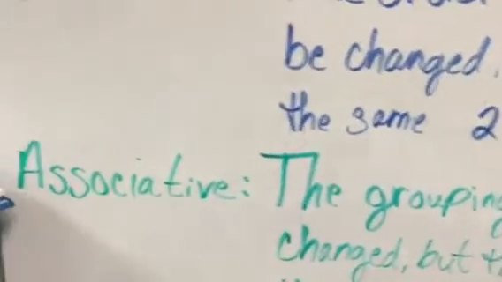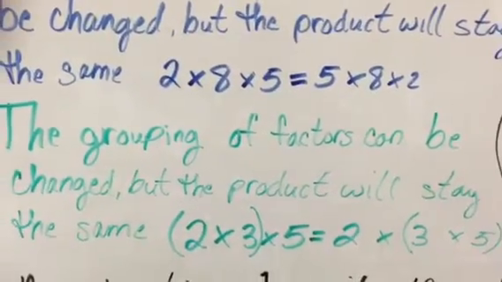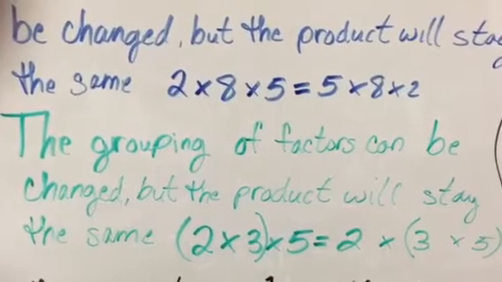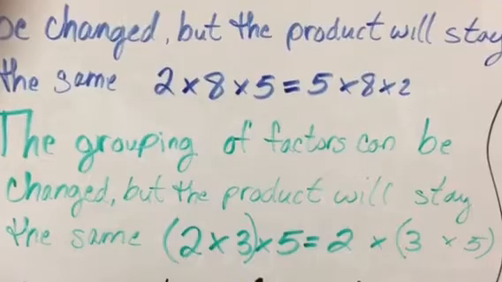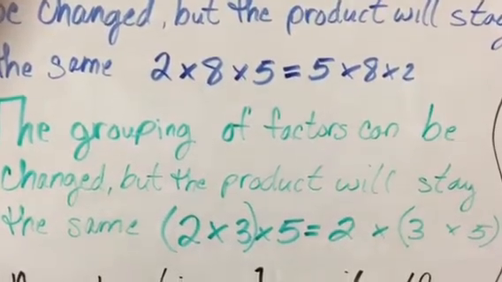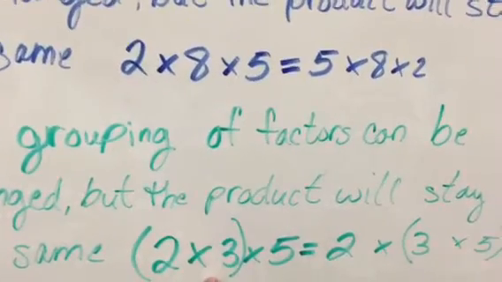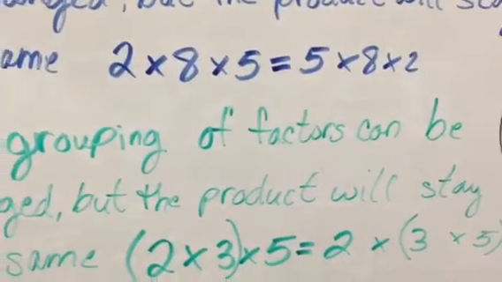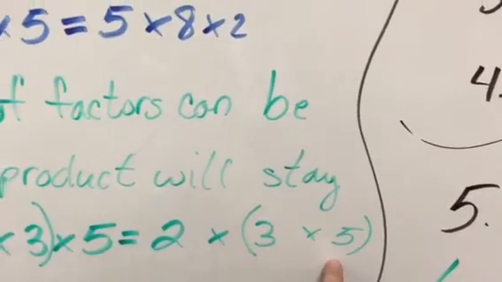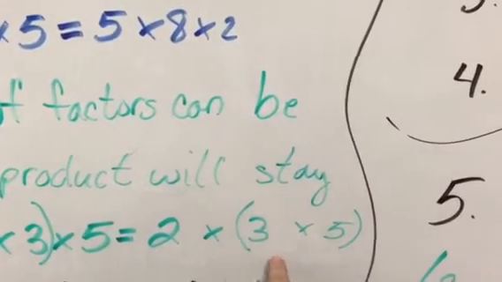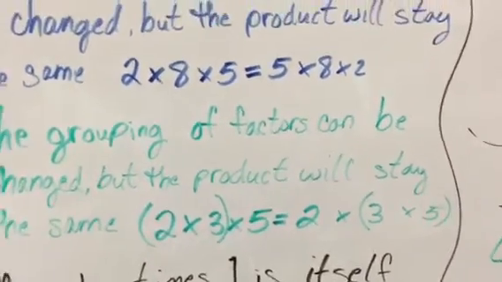Now let's look at the associative property. You won't see this as often, but it kind of has very similar characteristics. But instead of just switching the order, we switch the grouping. So the grouping of factors can be changed and the product will still stay the same. So if I have 2 times 3 times 5, 2 times 3 is 6, 6 times 5 is 30. I could change it to be 2 times 3 times 5. 3 times 5 is 15, 15 times 2 is 30. So that's another property, commutative and associative.